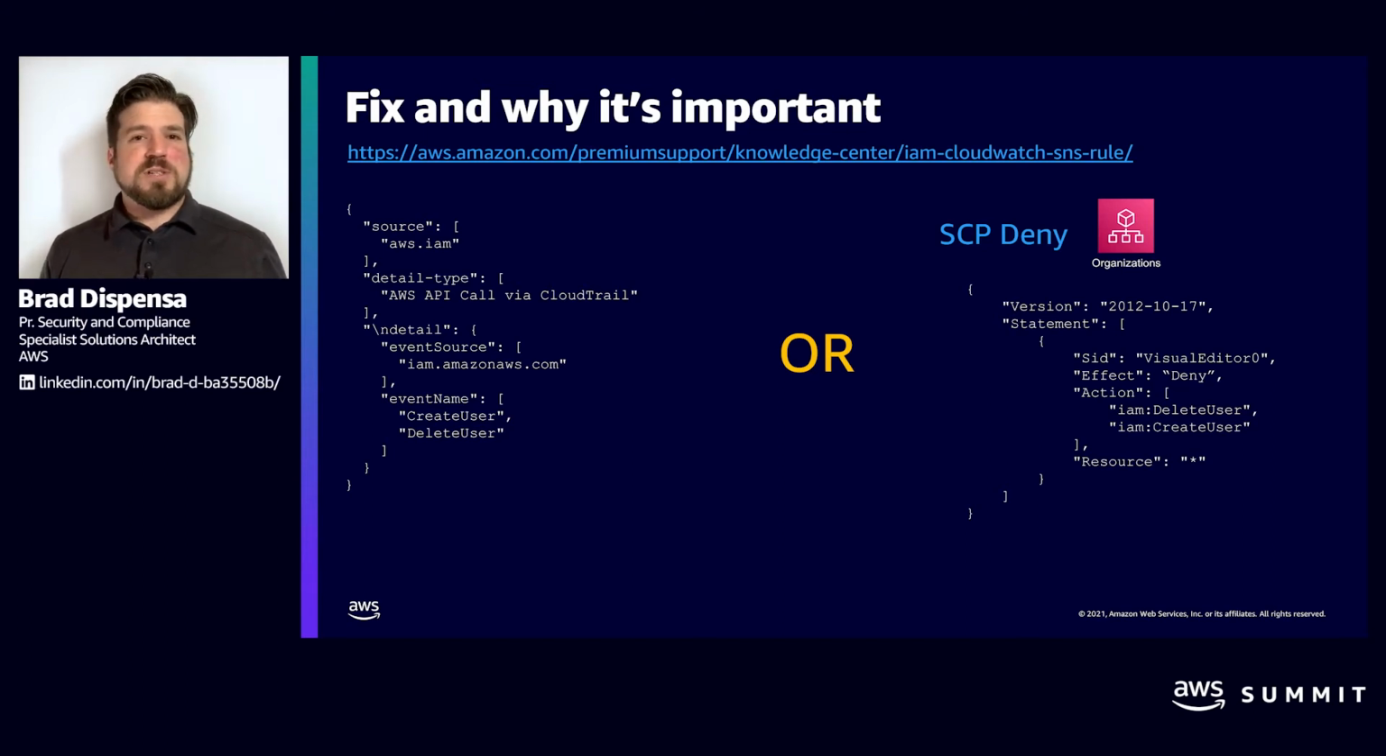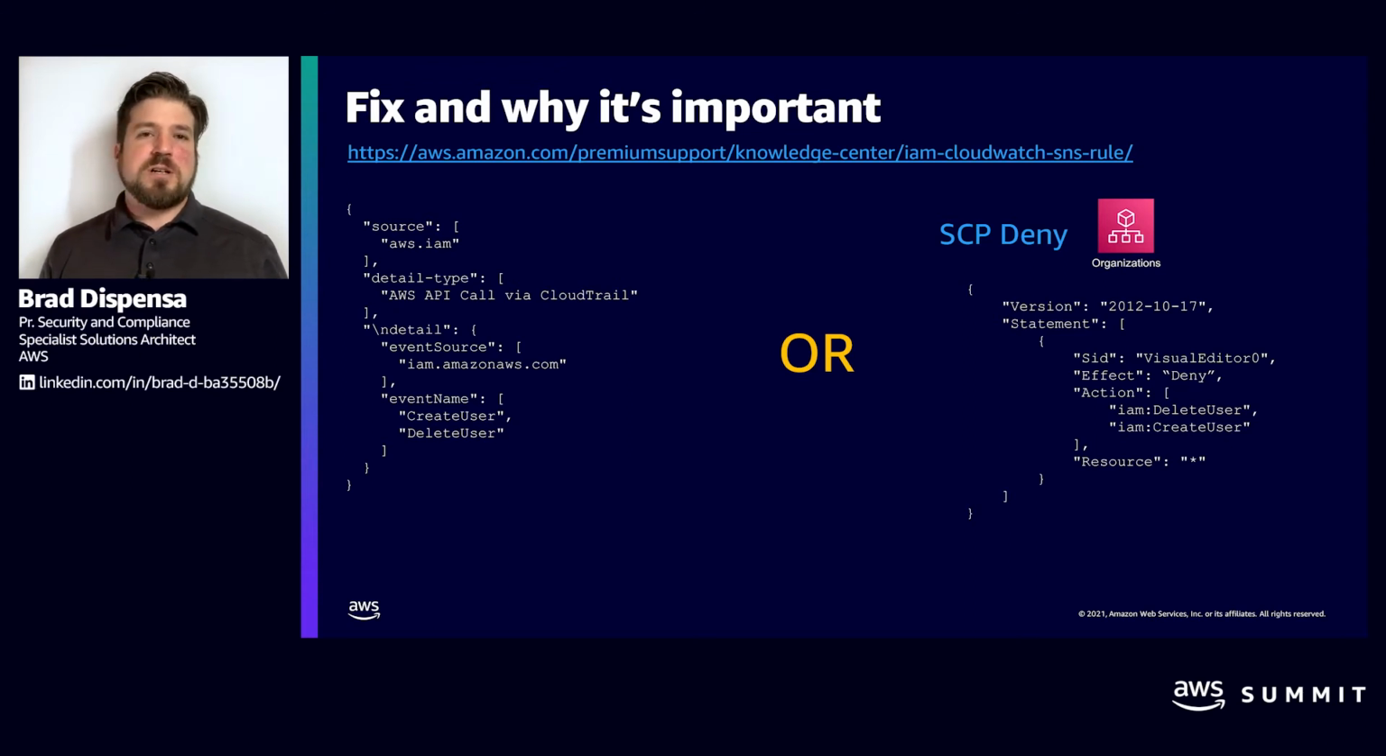Or if you're taking the posture that we do not allow IAM users to be provisioned at all, we can use a more heavy-hitting approach, which would be an SCP deny statement. Again, remember, service control policies prevent all principals in the account, even the root user, from being able to perform an operation. In this case, the SCP would deny the deletion of users as well as the creation of IAM users.